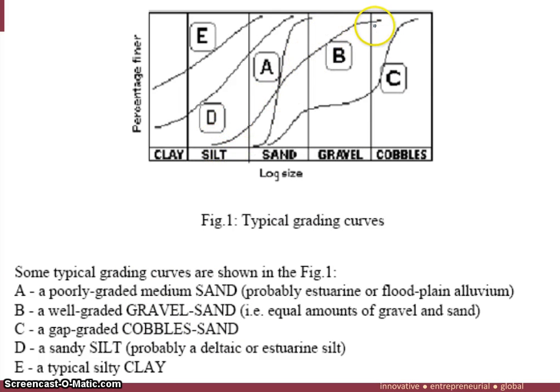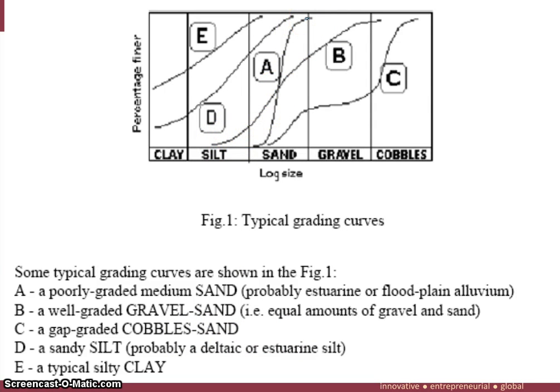If you have B, it is well graded. Why? Because a lot of the results are touching in the wide range of the gravel, sand, and also silt. So a well graded gravel sand. I think B is well graded gravel sand with a slight amount of silt in it.